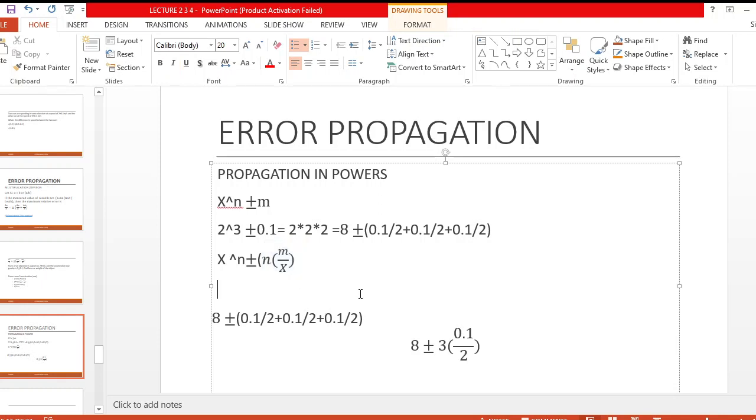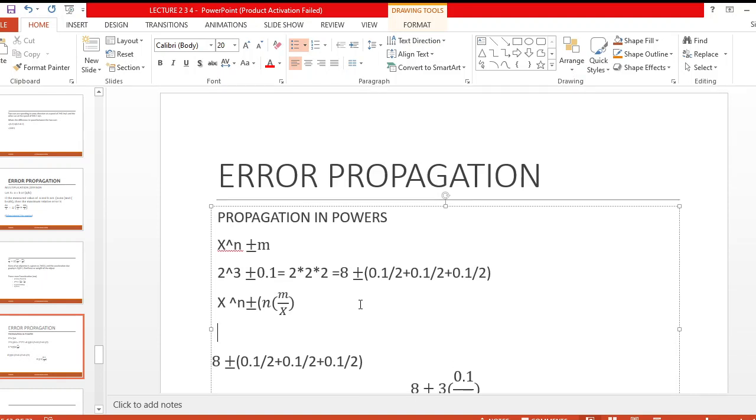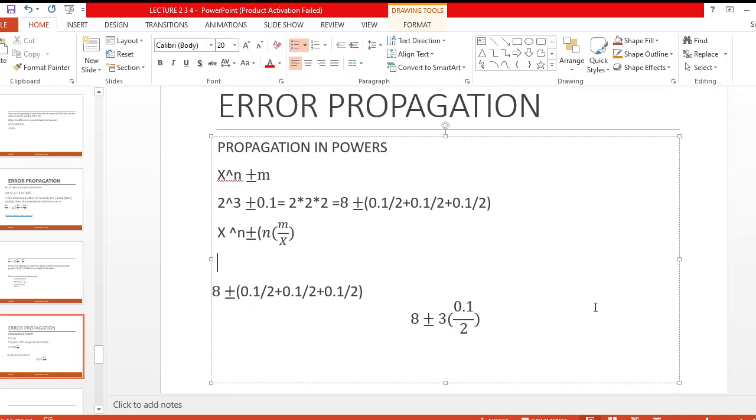Okay, so that's normally the formula when you have a number which is raised to a certain power. For the error, you multiply the relative error by the power to which you are raising your number, but then the number itself is raised to the power. And this is an example. You can review it and follow it.